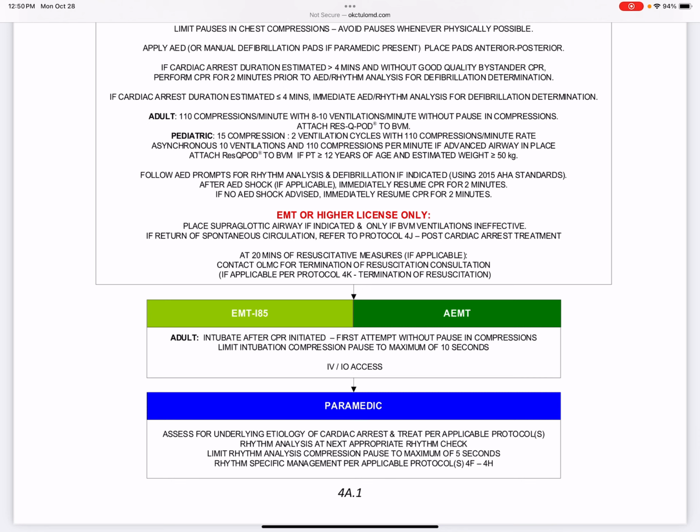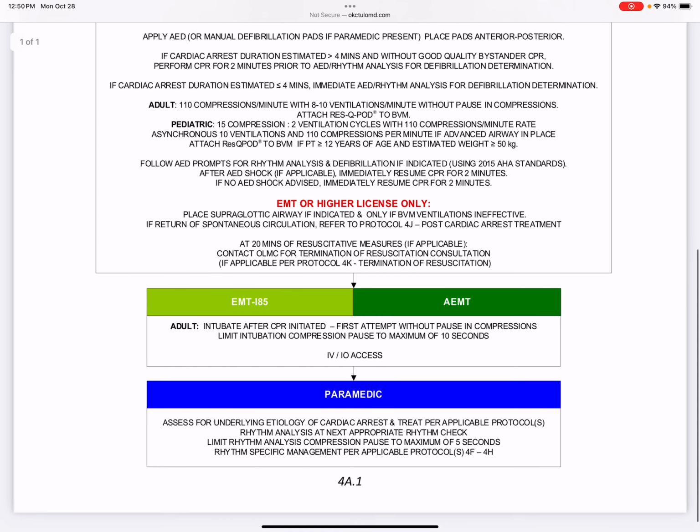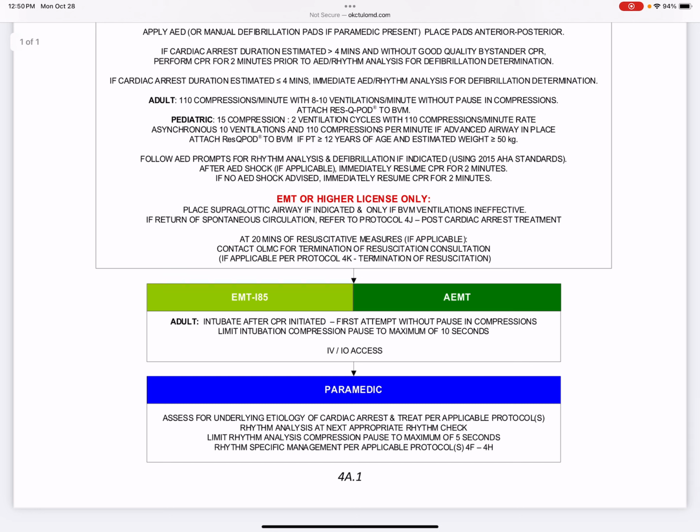Place the pads anterior, posterior. So we're going to place the pads on the front and the back of the chest, anterior, posterior, right in the middle. We're not going to place the first set of pads on the sides, like we used to do them. When a second ALS unit gets there, we'll place that second set of pads on the front.